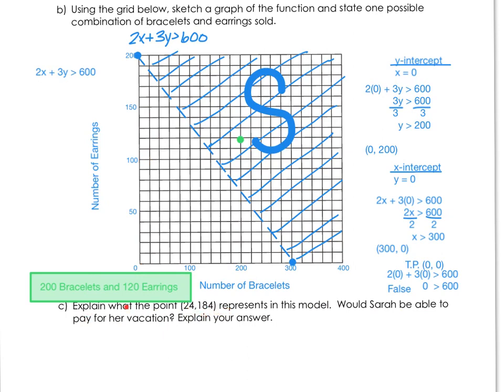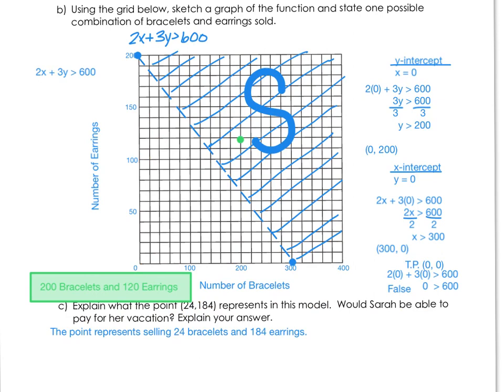So first let's explain what the point means. The 24 is the X, that means that's the number of bracelets. The 184 is the Y, that means it's the number of earrings. So this point means selling 24 bracelets and 184 earrings.